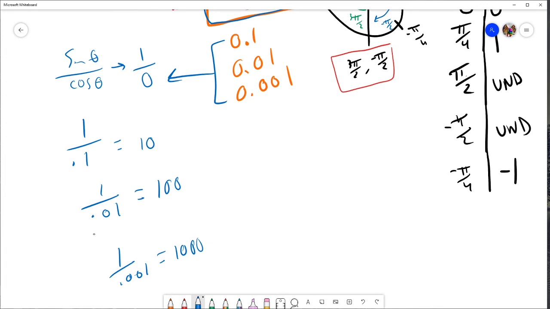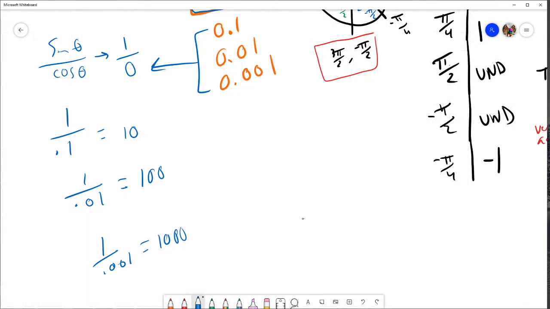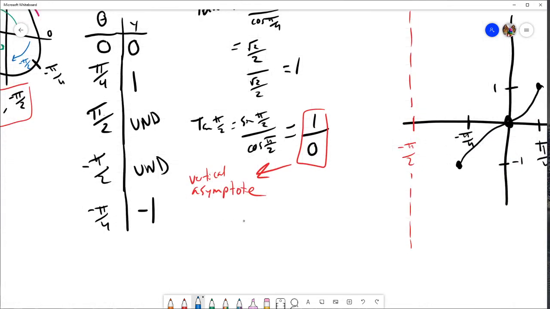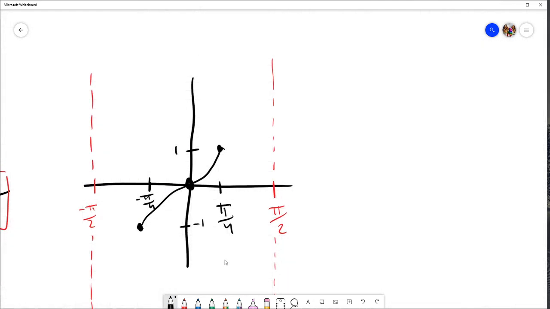When we consider our denominator, as it gets smaller and smaller and smaller, our values get bigger and bigger and bigger, which means that as our angles get closer to pi over 2, our y coordinate or our tangent outputs just shoot up towards infinity.